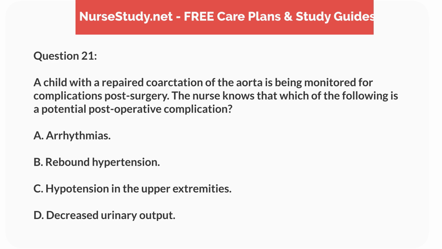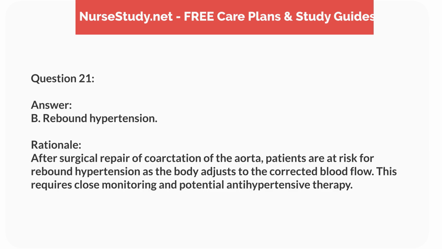Question 21. A child with a repaired coarctation of the aorta is being monitored for complications post-surgery. The nurse knows that which of the following is a potential postoperative complication? A. Arrhythmias. B. Rebound hypertension. C. Hypotension in the upper extremities. D. Decreased urinary output. Answer: B. Rebound hypertension. Rationale: after surgical repair of coarctation of the aorta, patients are at risk for rebound hypertension as the body adjusts to the corrected blood flow. This requires close monitoring and potential antihypertensive therapy.